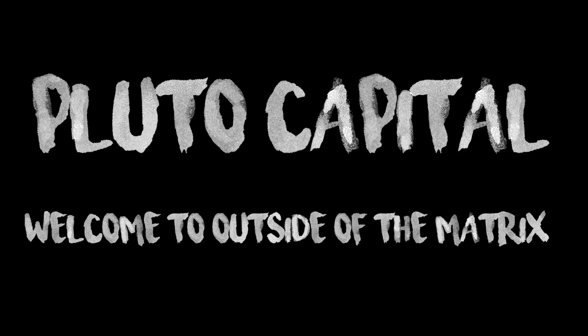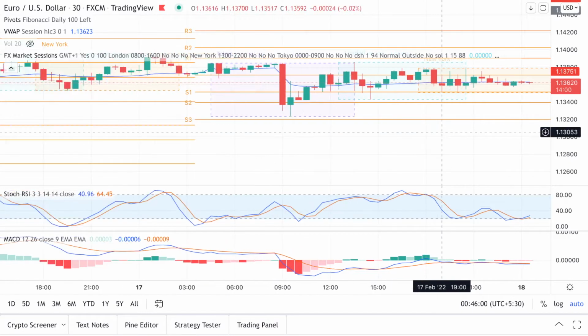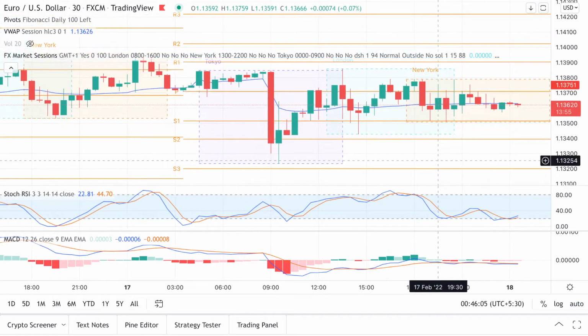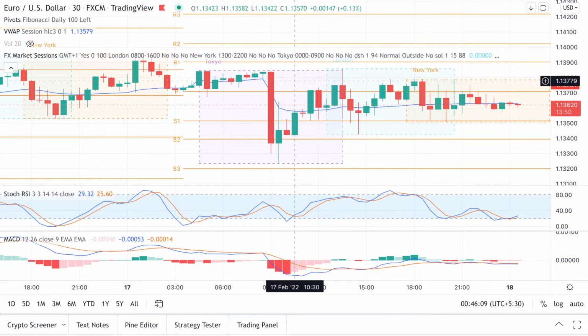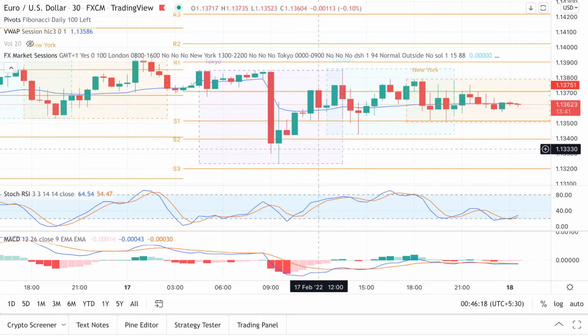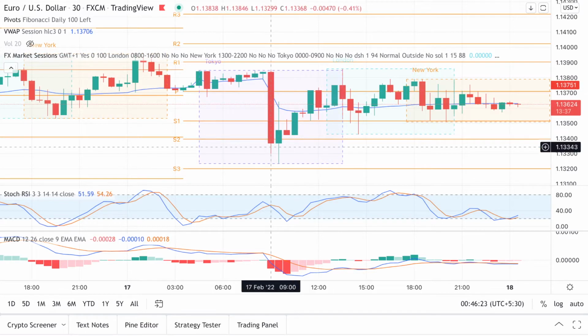So let's start. This is the setup, and as you can see there are a lot of things. The main theme of this strategy is the VWAP. This is a 30-minute chart, EUR/USD, and this is the VWAP, and these are the pivots, S1, S2, S3, up to the third pivot on both sides, R1, R2, R3, and S1, S2, S3.